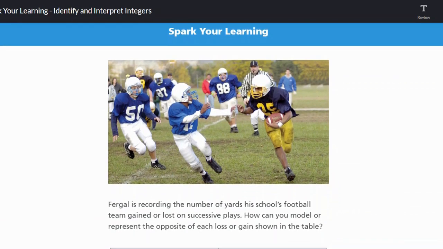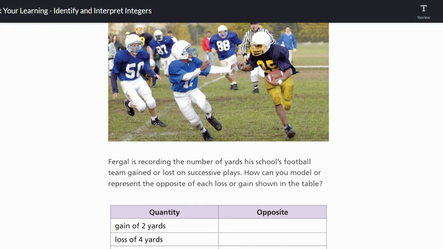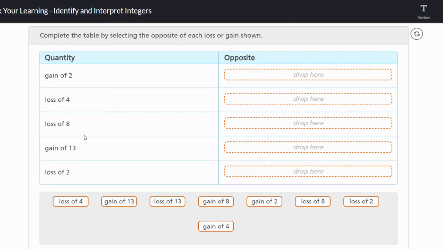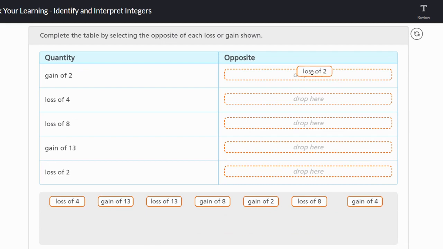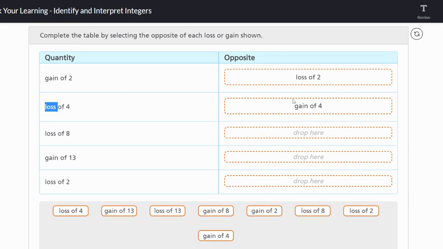So here we have a picture of some people playing football. It says Fergal is recording the number of yards his school's football team gained or lost on successive plays. How can you model or represent the opposite of each loss or gain shown in the table? If there is a gain of 2 yards, the opposite of that is a loss of 2 yards. If there's a loss of 4 yards, the opposite of a loss is a gain. So there is a gain of 4 yards.